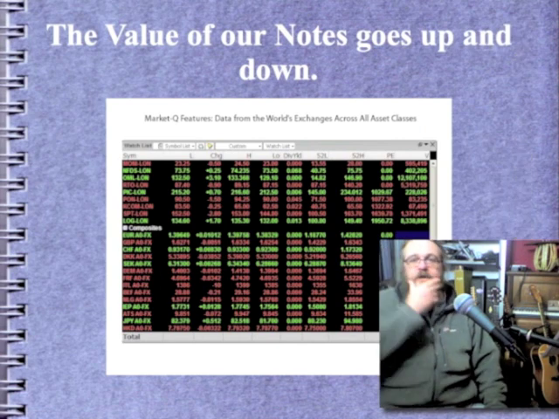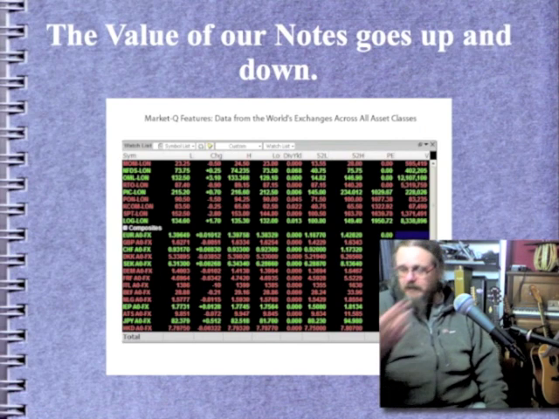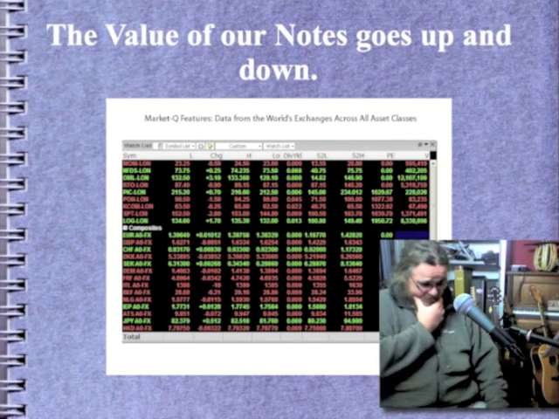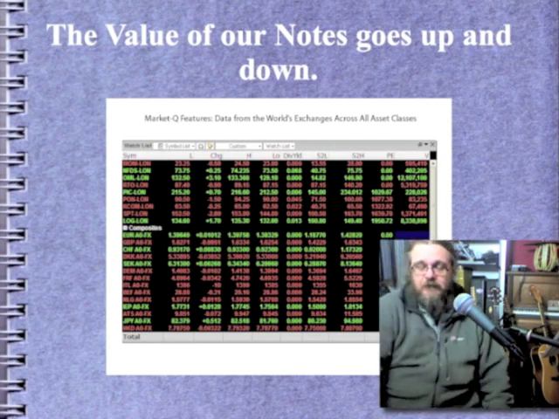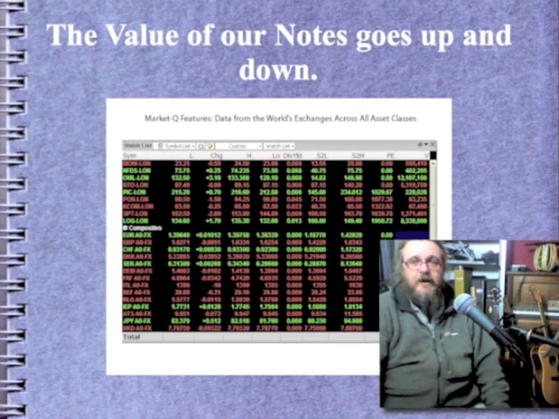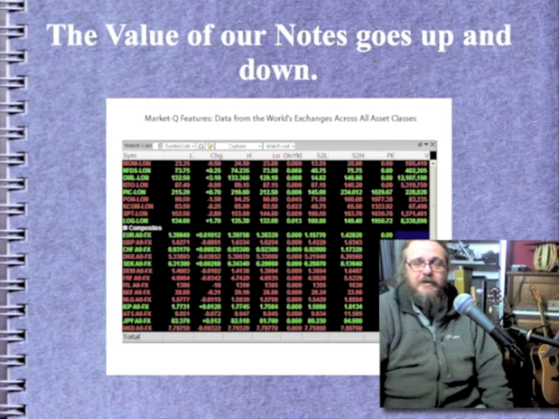So the value of our notes goes up as well as down. So when you're investing in the time bank for your notes here, just be aware that the value of your notes go up and down according to the tempo market.